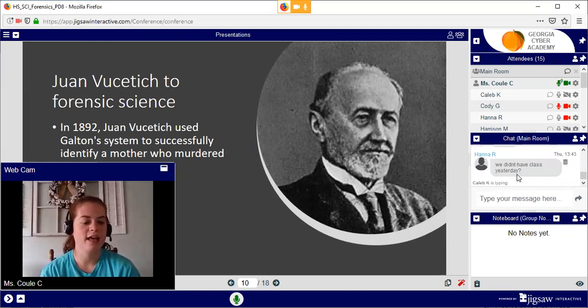Transfer. Yeah, not yesterday, Tuesday, sorry. It's transfer blood spatter. So if you touch something and you touch something else, that is called transfer, even if it's like a shoe print or something like that. So it was a transfer bloody fingerprint that got her convicted.